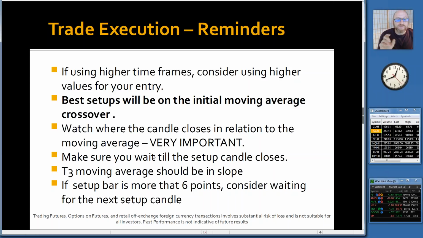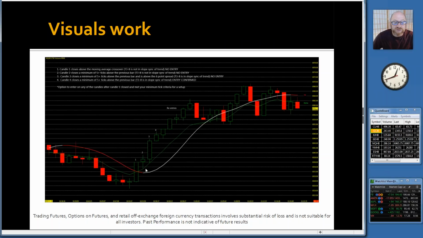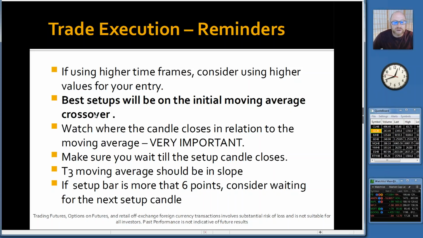Okay, so if you're using higher time frames, remember that you're going to want to use higher values for your entry. So, number 1, the best setups, all right, the best setups will always be on the initial moving average crossover. There's always going to be re-entries. We'll talk about that, but the best setups are going to be when moving averages have crossed over and those first bars are going to give you a possible entry, all right? Best setups will be on the initial moving average crossover. I can't help but make sure everybody understands that that's crucial, all right? All right, always watch where the candle closes in relation to the moving average. That's very important.